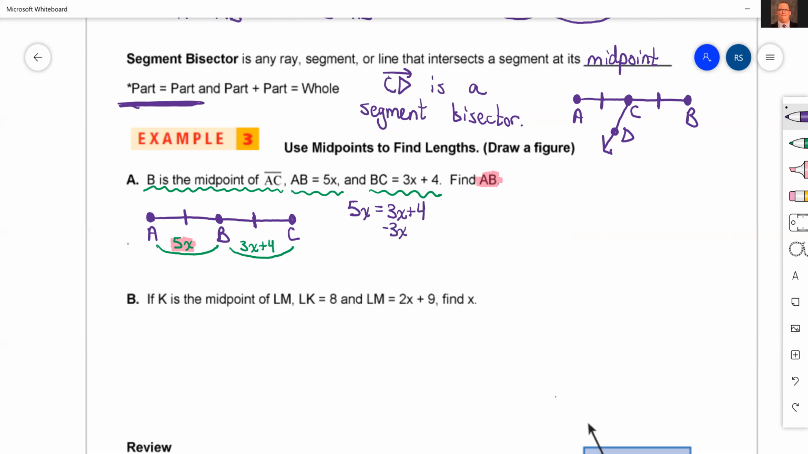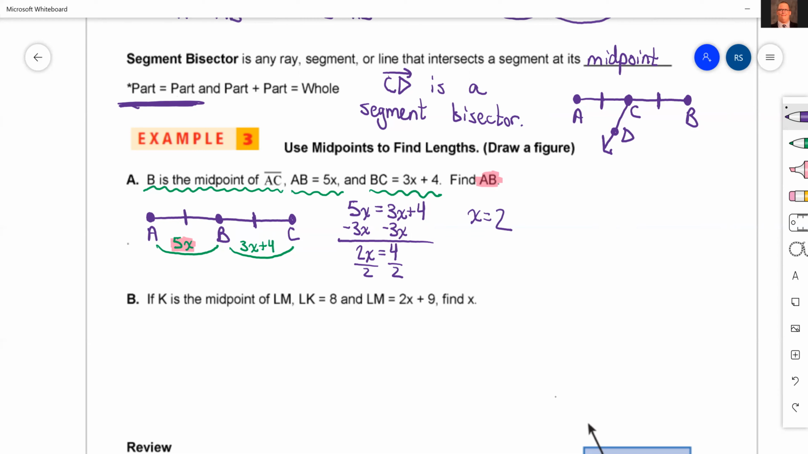So let's subtract 3x. 5x minus 3x is 2x equals 4. Then we've got to divide by 2. So that means x equals 2.